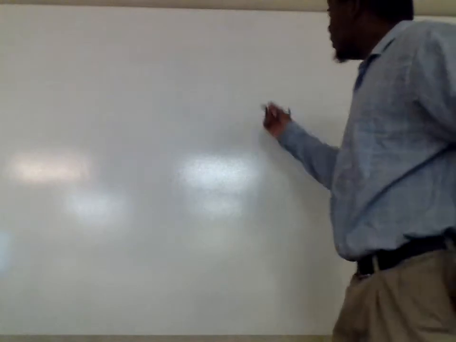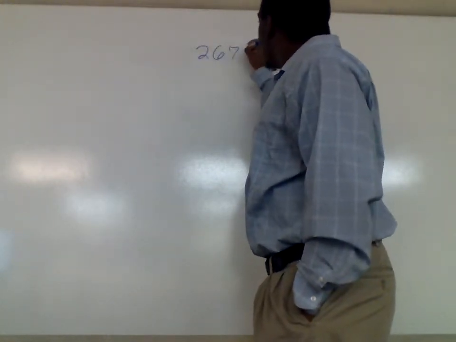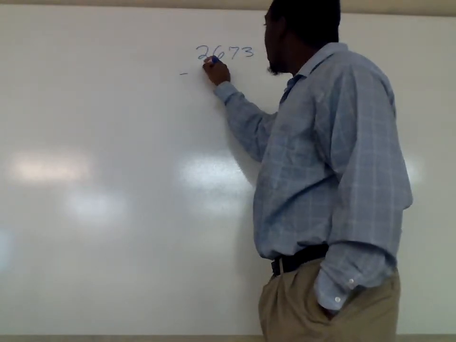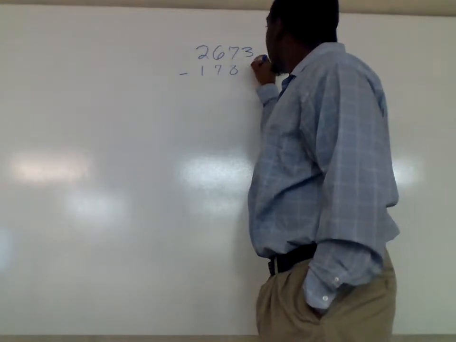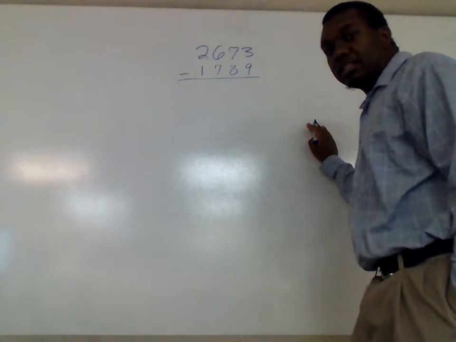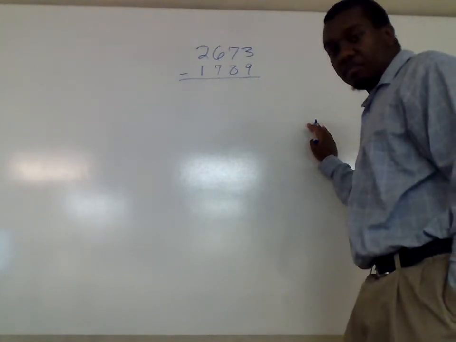So let's talk about subtracting. So I'm actually just gonna put a random number up here and we're gonna see what happens when we do that. So we have 2,673 and we're going to subtract 1,789.